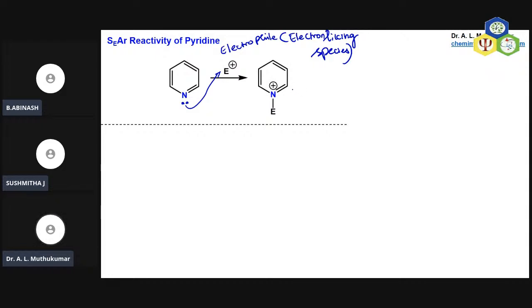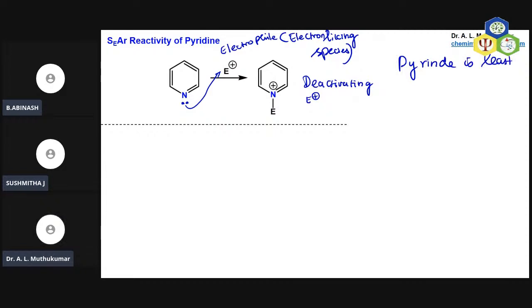Now this pyridinium ion, once it is formed, will be deactivating the ring, because the ring has already a positive charge. The electrophile needs 2 electrons, so for it to react, the pyridine has to give 2 electrons, but since the nitrogen is having a positive charge, it deactivates the ring. So hence you can say that pyridine is least reactive.